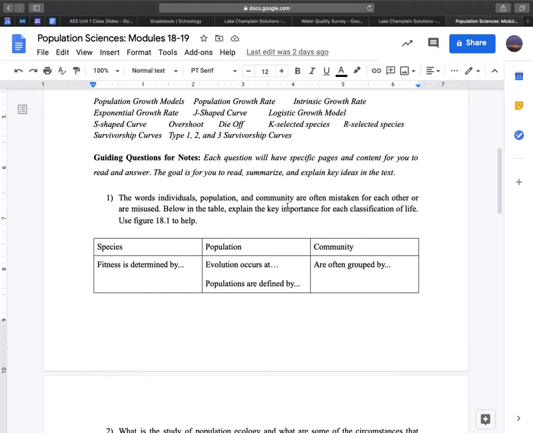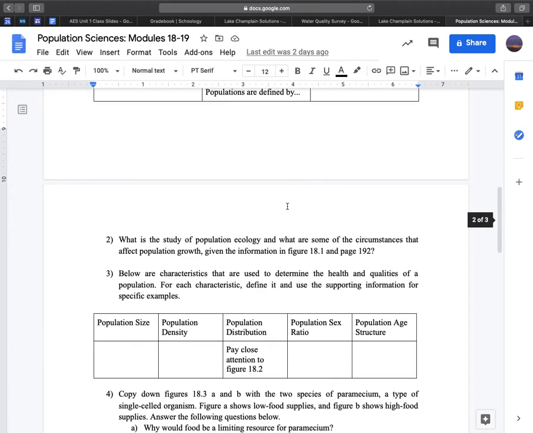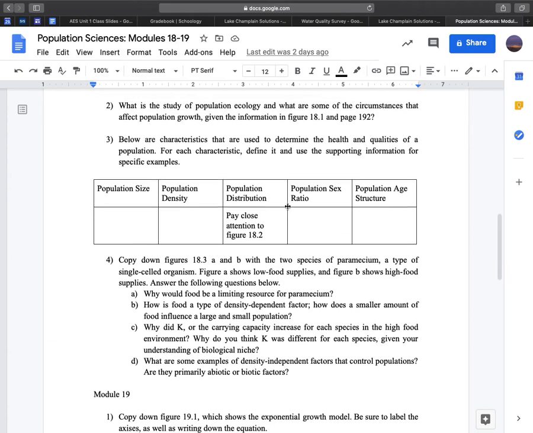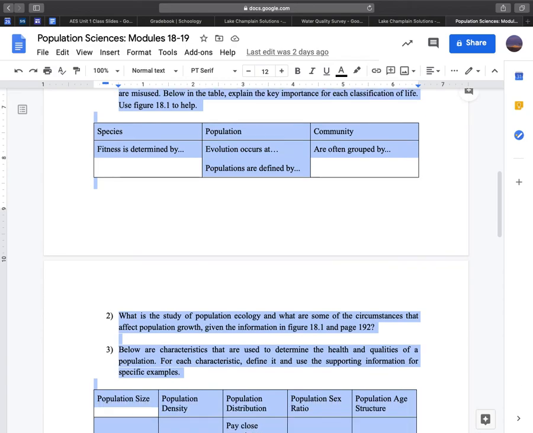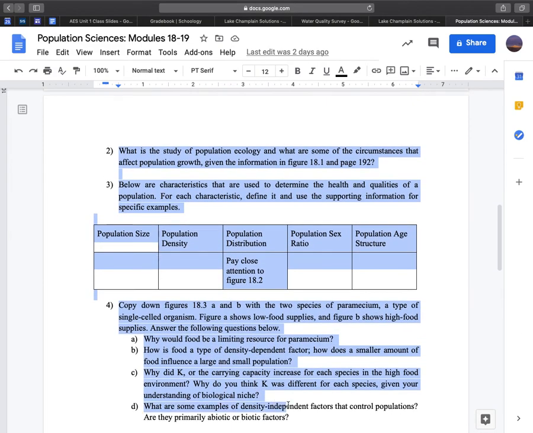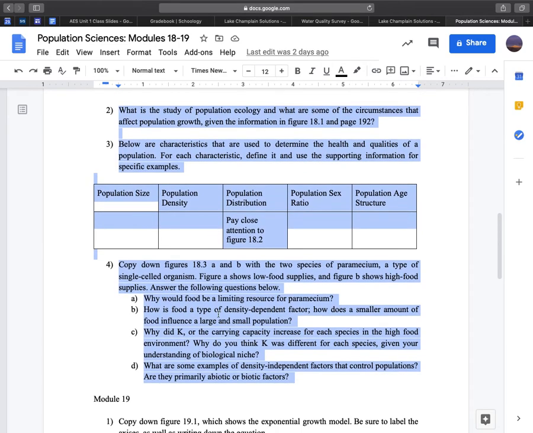My thought is that we will probably have these new notes due for Tuesday's class. If you want a head start, I would start doing the questions specific to Module 18, which are all about characteristics of populations and different limiting factors on populations.